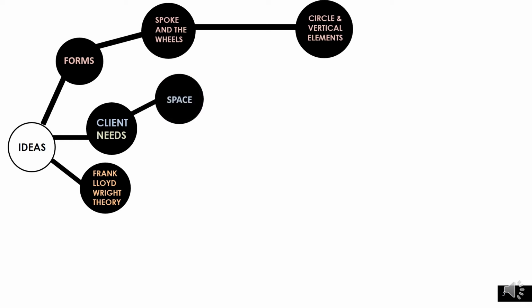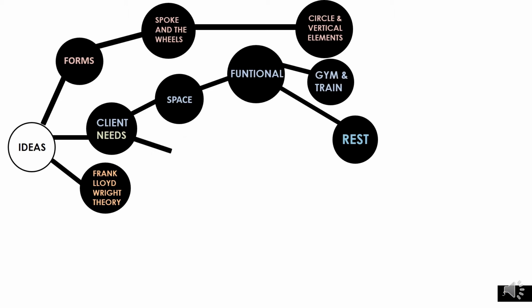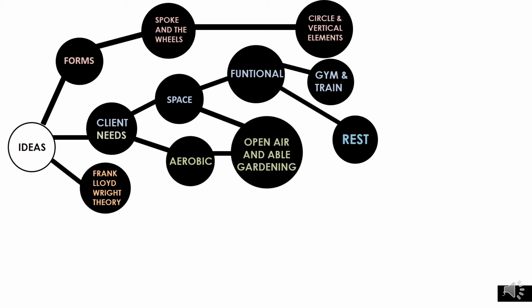About client needs and space, I would like to make the space very functional, with a rest area, gym, and training area. Another client need is aerobic, because my client is a cyclist who needs endurance and a lot of oxygen, so he needs nice surroundings. So I make the aerobic space open air and able to be used for gardening, because his hobby is gardening too. So it becomes a balcony.